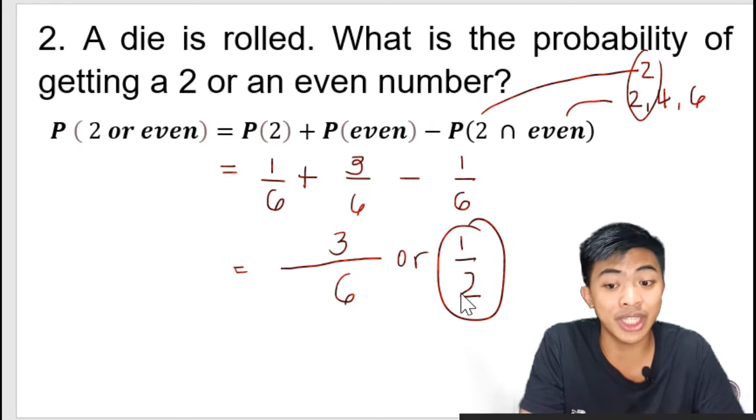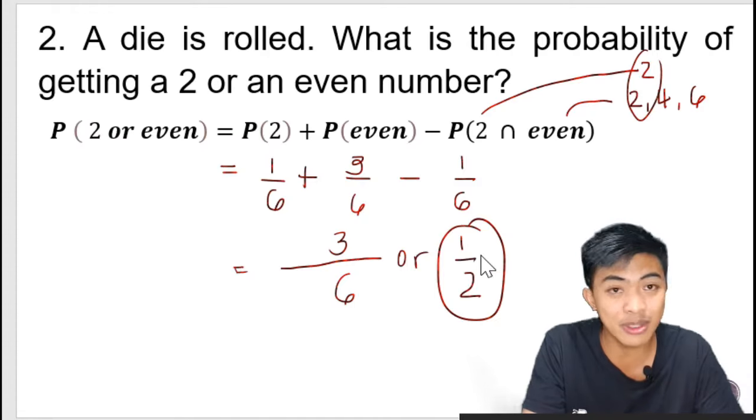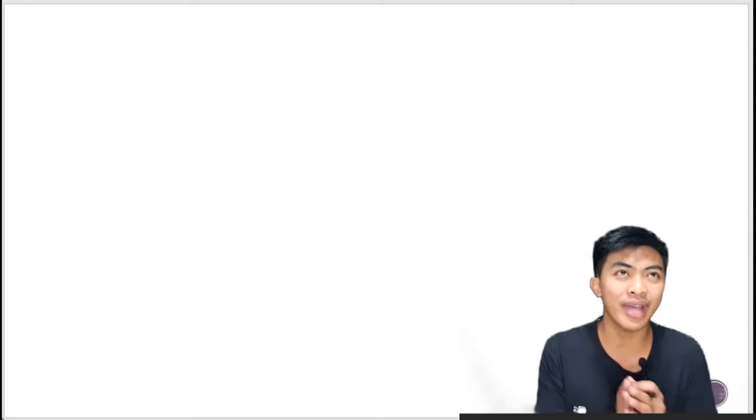The probability of getting a 2 or an even number in rolling a die is 1/2 or 50%. So that is how we solve for the probability of mutually exclusive events and non-mutually exclusive events. If we solve for mutually exclusive events, we just have to add them. For non-mutually exclusive events, we have to add and then deduct the probability of their intersection, or the probability of the event where they have common outcomes.